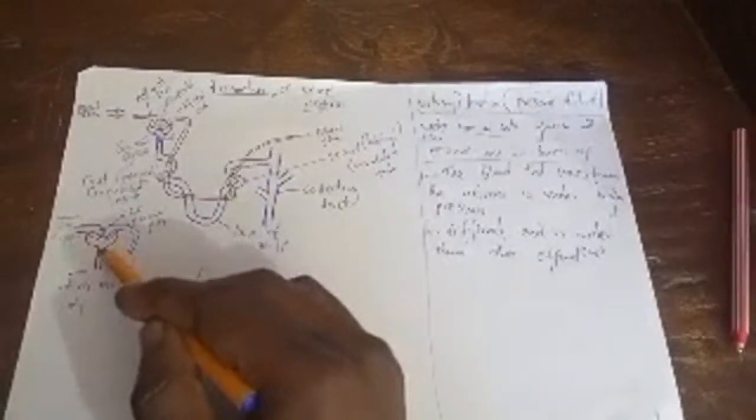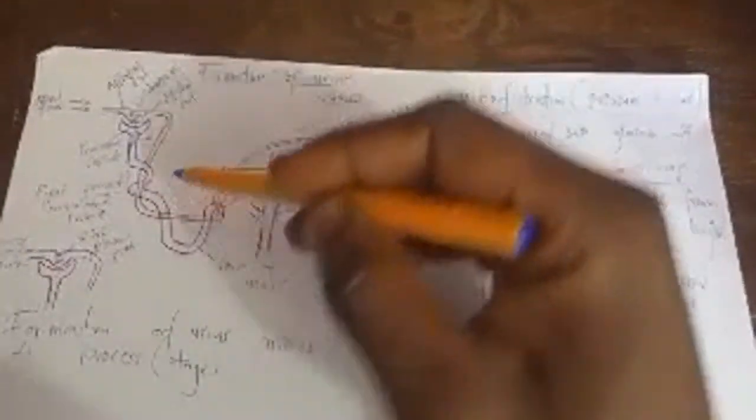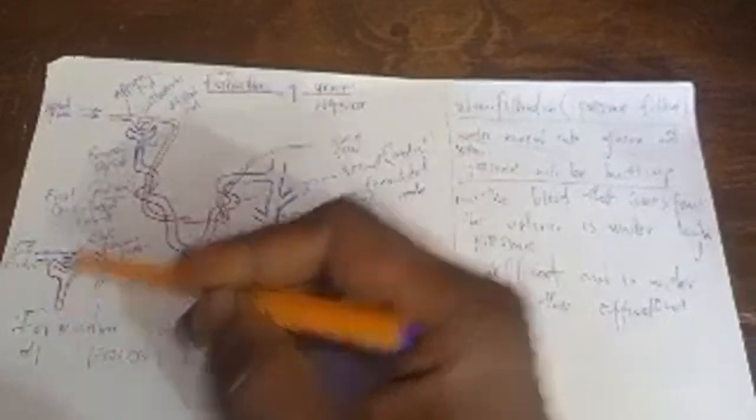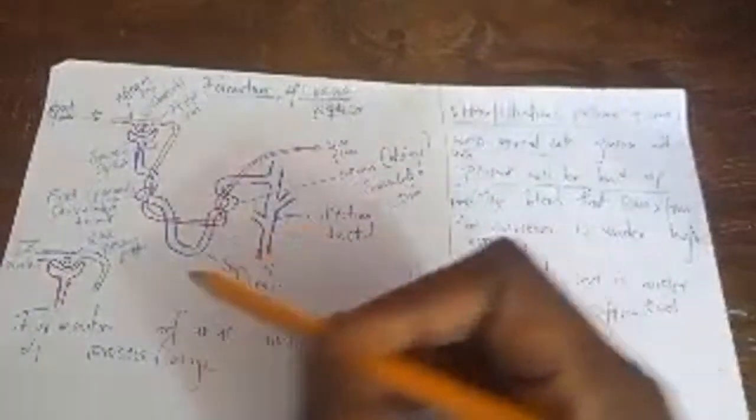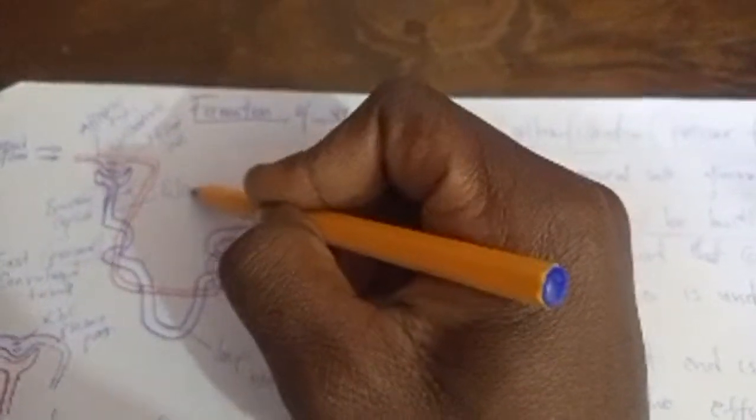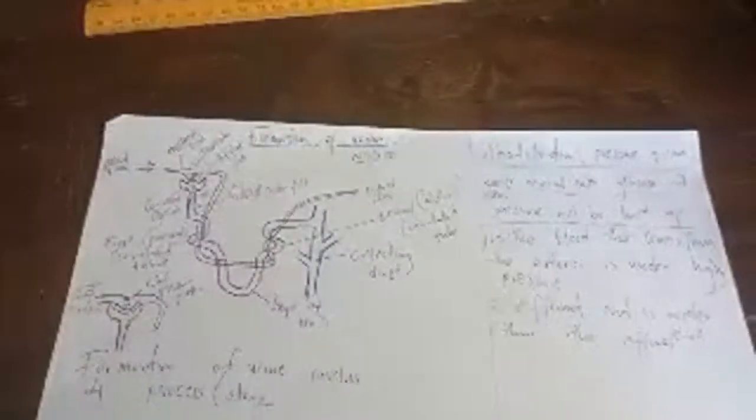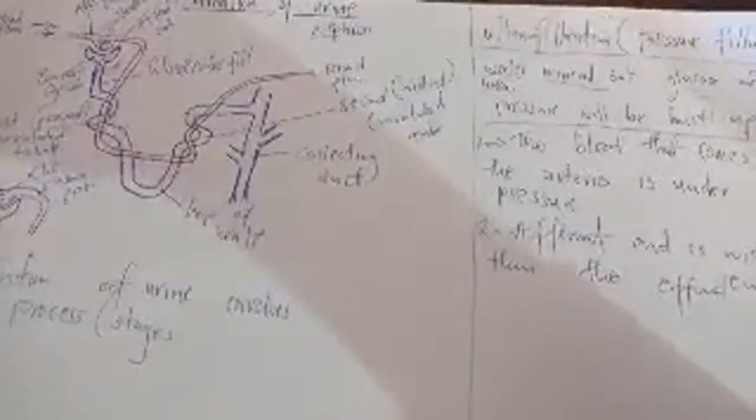Now, the liquid which enters during this stage is called glomerular filtrate. The liquid which enters here, the mixture of water, mineral salts and glucose, is called glomerular filtrate. So glomerular filtrate is the fluid which enters into the Bowman's capsule by the renal tubule. The second process is called selective reabsorption.